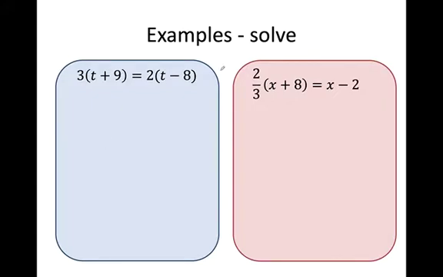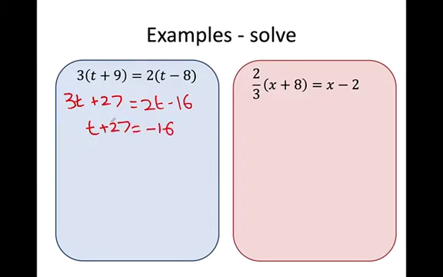So one way I can look at this is I can expand those brackets. So I get 3t plus 27 equals 2t minus 16. Now you should be able to recognize that's something you did last week. It's just that extra little step that you need to look at there. So I can subtract 2t from both sides, so I get t plus 27 equals minus 16.